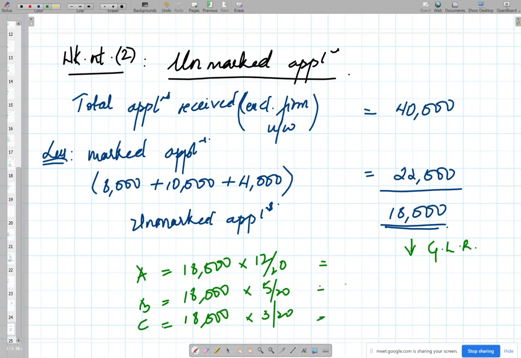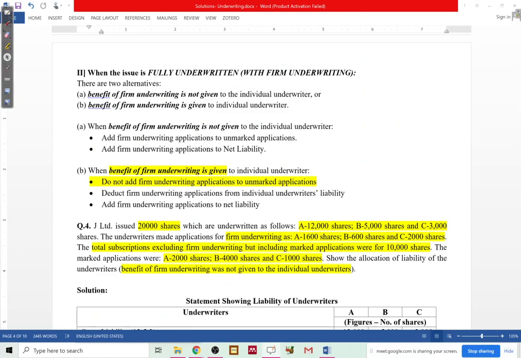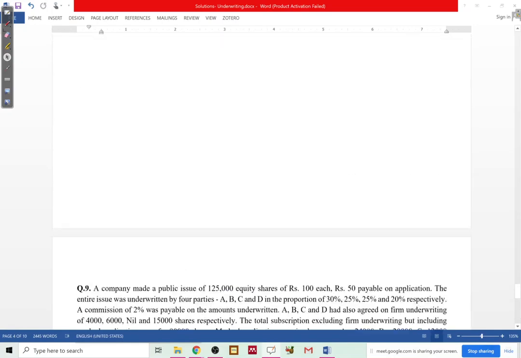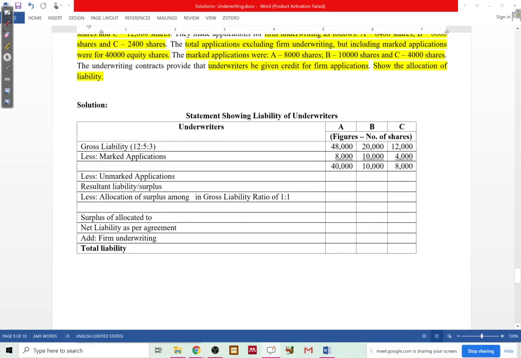Is this clear? So it gives 10,800, 4,500 and 2,700 when you distribute all three to the underwriters. So distribute, put it as unmarked applications directly. Unmarked applications will be, we said 10,800, 4,500 and 2,700. Is this clear?